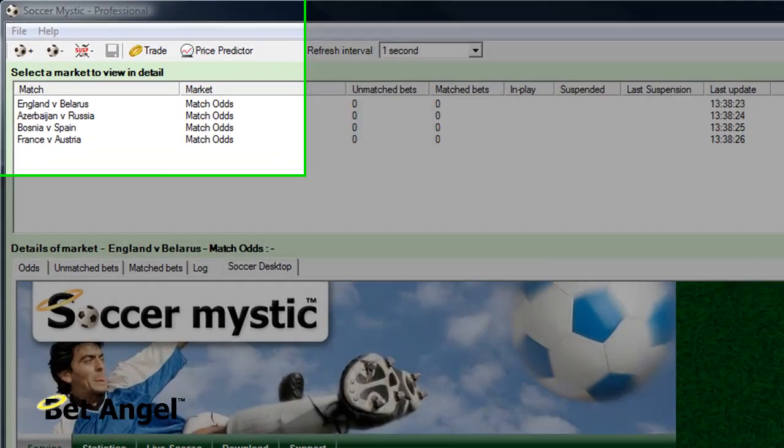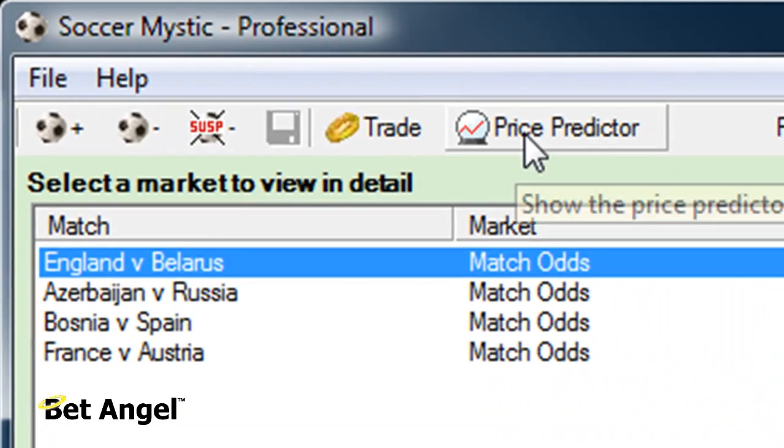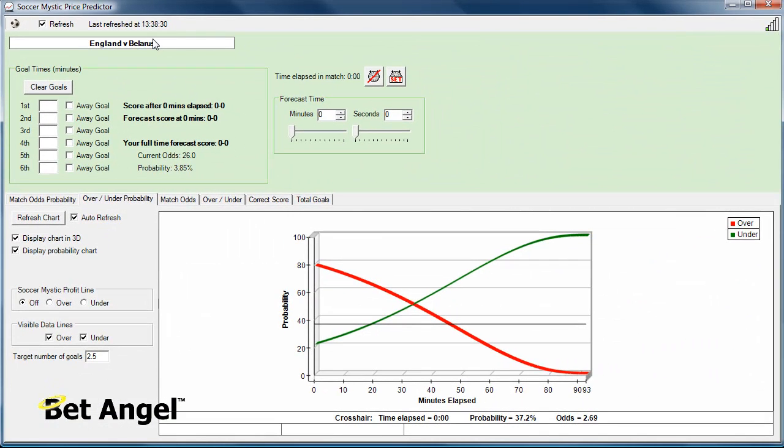And the way that we've done that is, if for example I go into England v Belarus and click on the price predictor, at that point Soccer Mystic goes off, gathers some data, and then makes a decision on how things are going to turn out during the match.